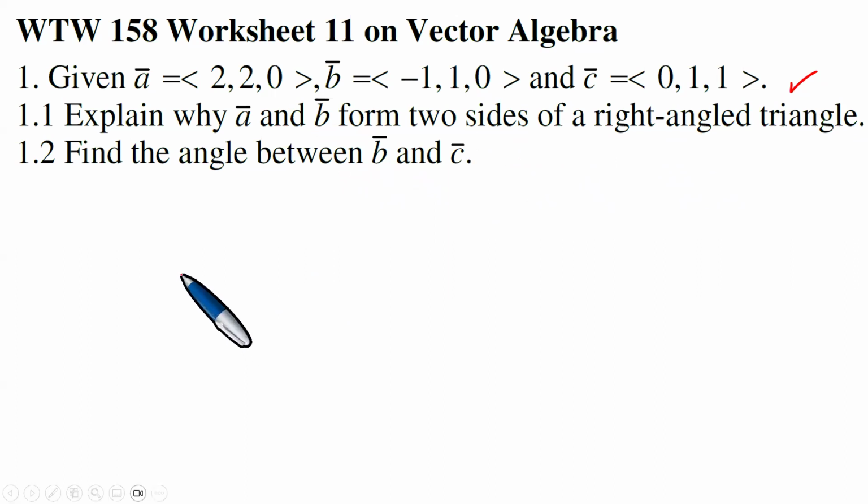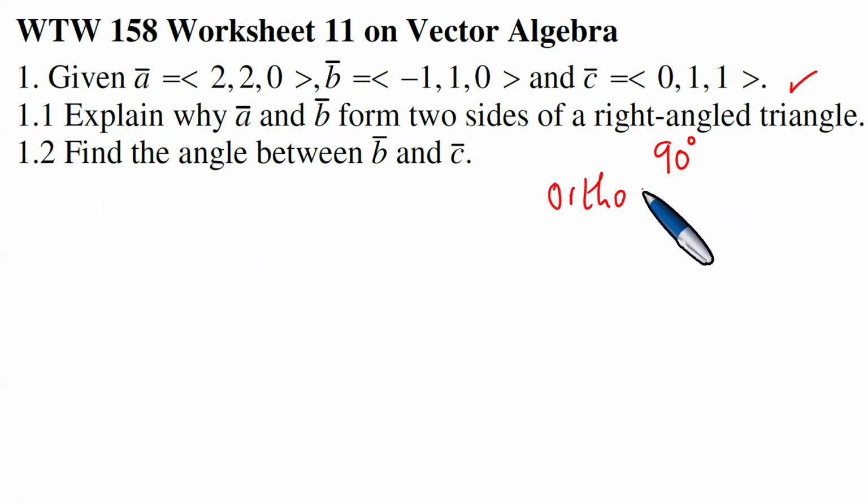Okay, so we need to explain why vector A and vector B form two sides of a right-angled triangle. Once the examiner makes mention of a right-angled triangle, it means the two vectors A and B form an angle of 90 degrees, and therefore we have what you call orthogonal vectors. Now, what do we then say?